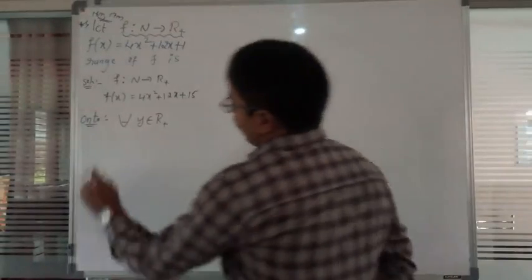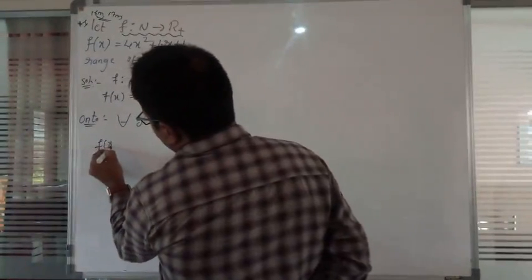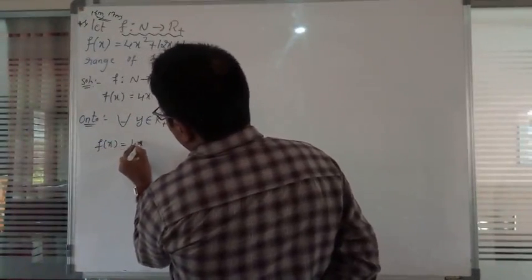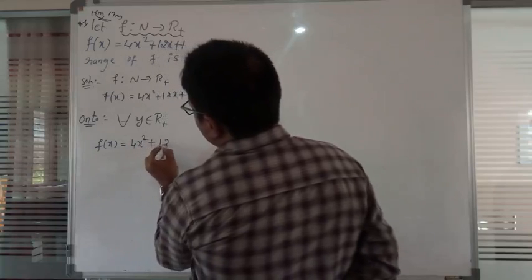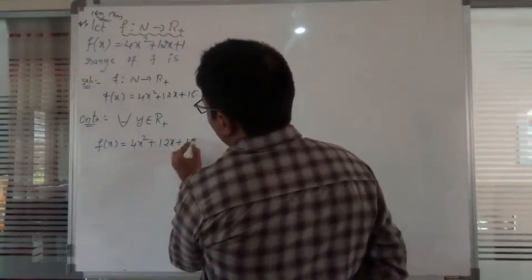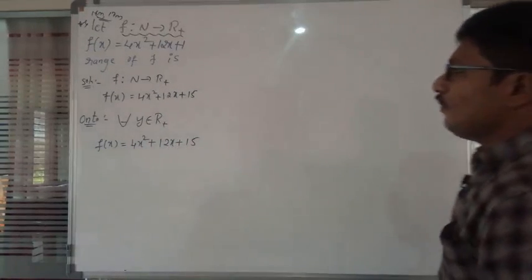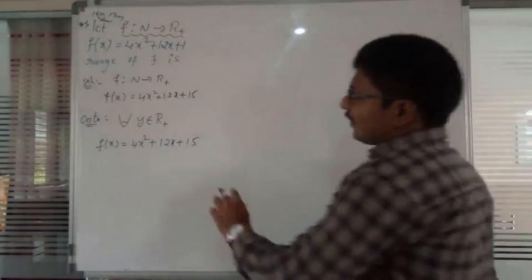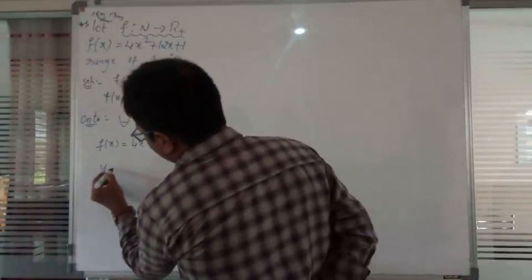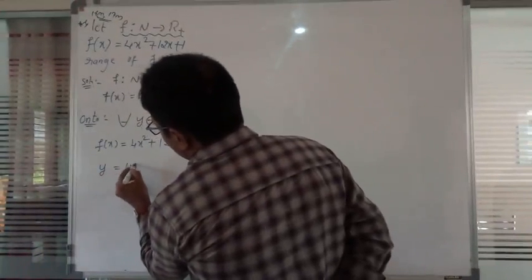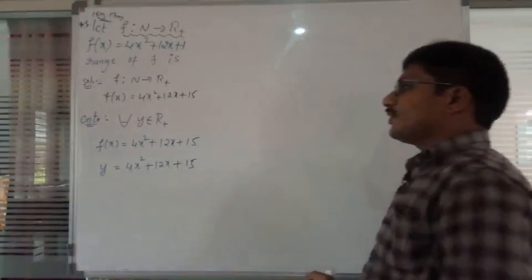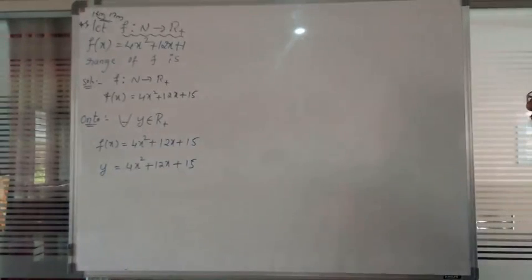To show onto, we should write f of x is equal to 4x square plus 12x plus 15. What is f of x? This one is f of x, it means y, so we should write that. y is equal to 4x square plus 12x plus 15.